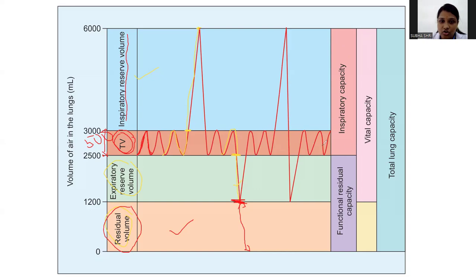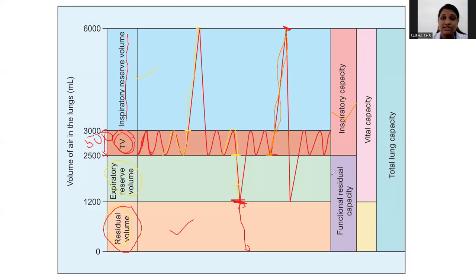It is the addition of tidal volume plus inspiratory reserve volume. From tidal expiration, the person will inspire. Initially, he will be inspiring tidal volume. After that, he will be inspiring inspiratory reserve volume. So if you add these two, you will get inspiratory capacity.